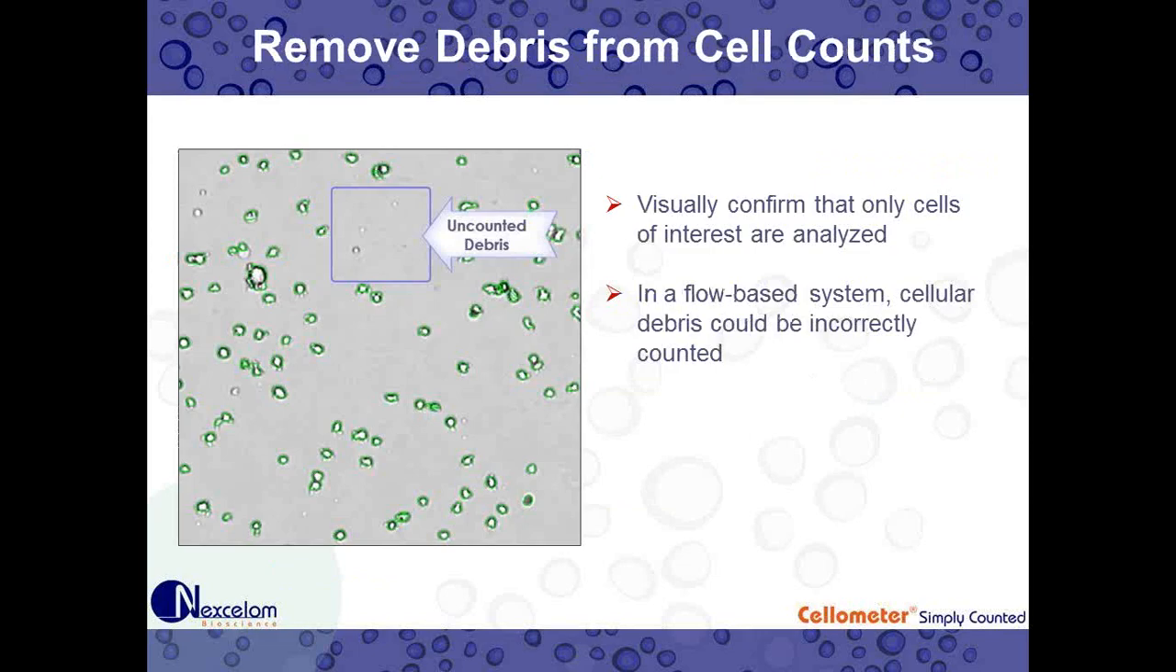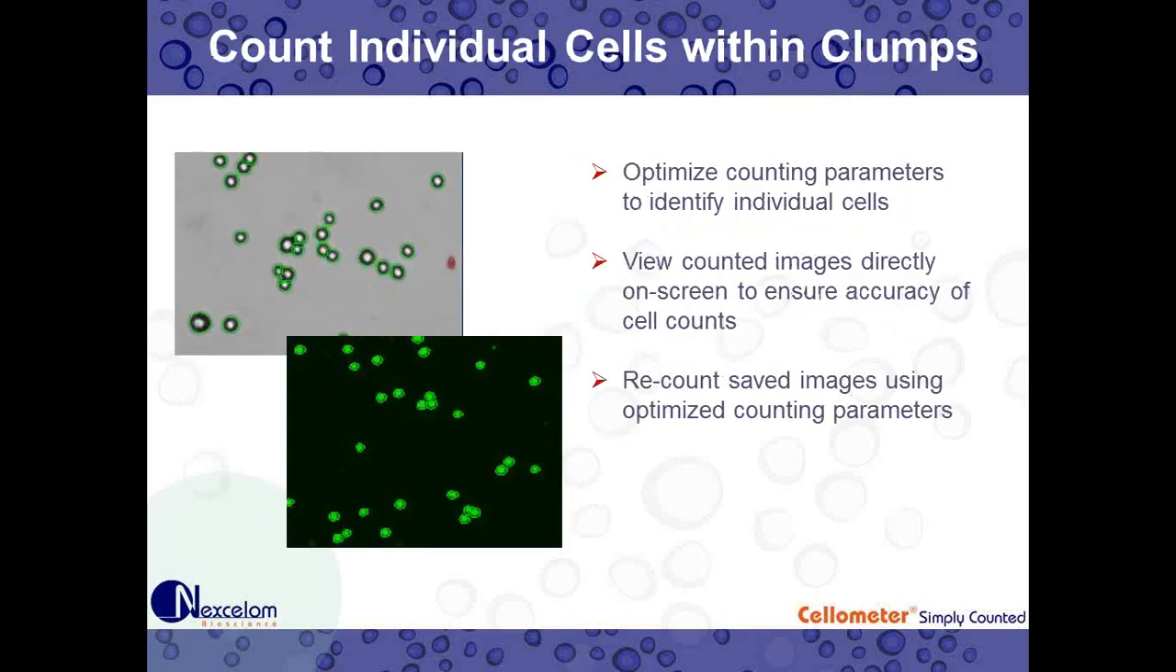Specific examples of the power of Cellometer: you can remove debris from cell counts, visually confirm that only the cells of interest are being analyzed. In a flow-based system, cellular debris could be incorrectly counted. We can count individual cells within cell clusters. We can optimize parameters to identify the individual cells, view counted images directly on screen to ensure the accuracy of the cell counts before we generate our data reports.